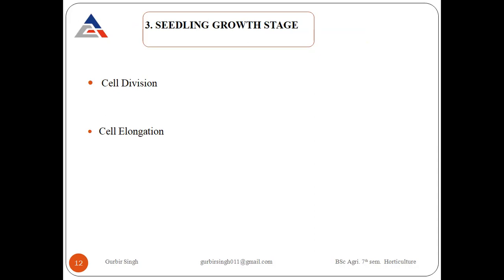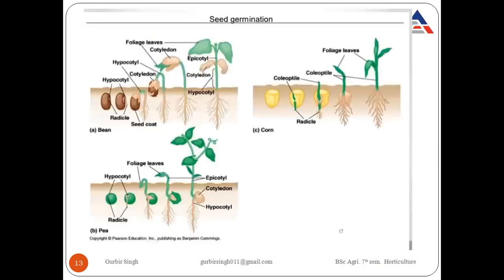The cell division in the growing point and subsequent cell elongation are two independent processes taking place in the seedling. As the germination proceeds, the structure of the seedling soon becomes evident. So with this, we have completed the stages of seed germination.